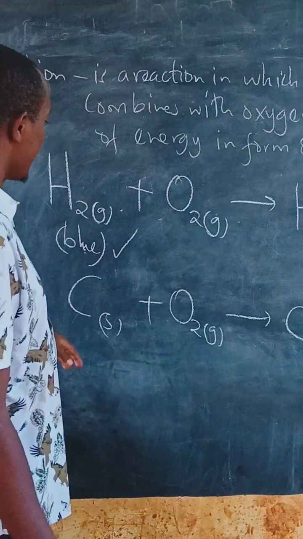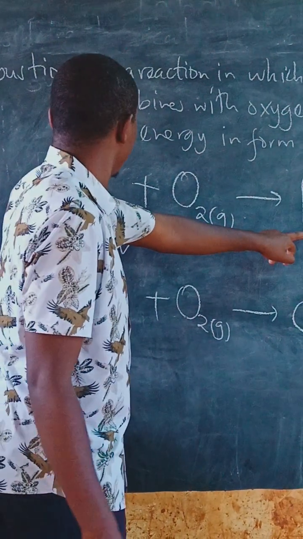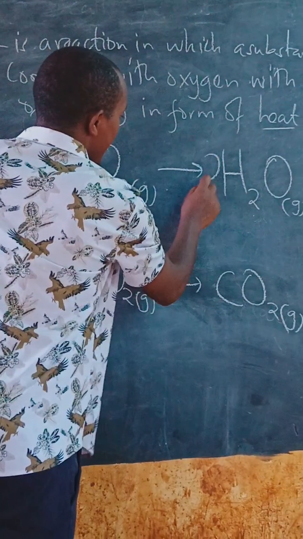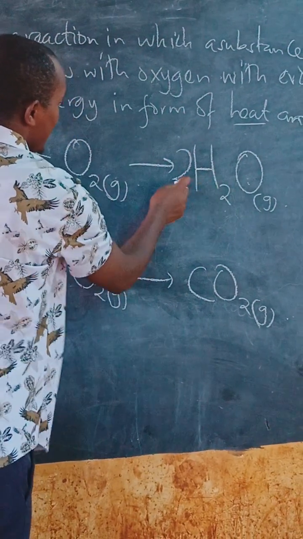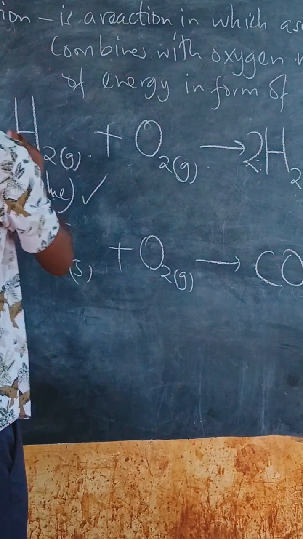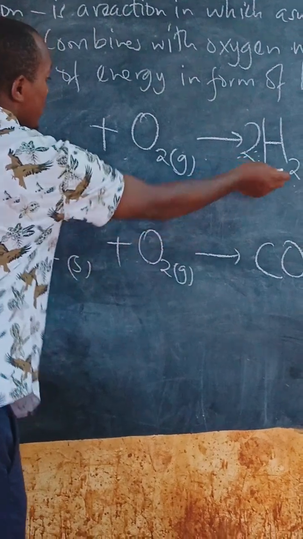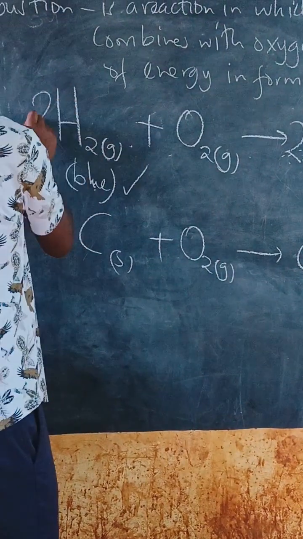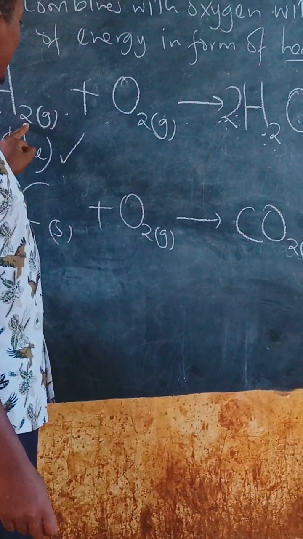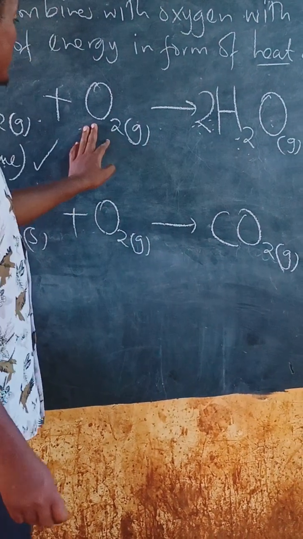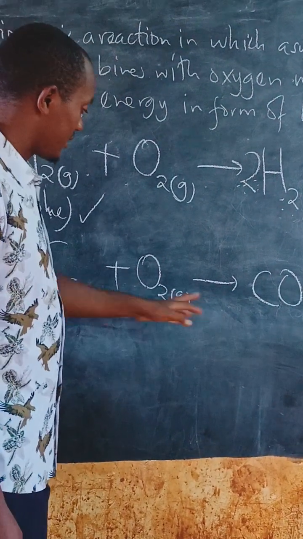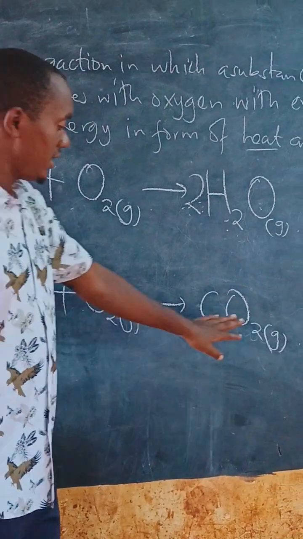Balancing these two equations, I can see H2, oxygen, O2. So oxygen is not balanced. I'll put a 2 here to balance the oxygens. And because I've balanced the oxygen, the hydrogen is 4. I'll put a 2 here so that hydrogen is balanced. So we have 4 hydrogens here, 4 hydrogens there. Oxygen 2, here 2. Carbon is 1, here is 1. Oxygen is 2, here is 2.